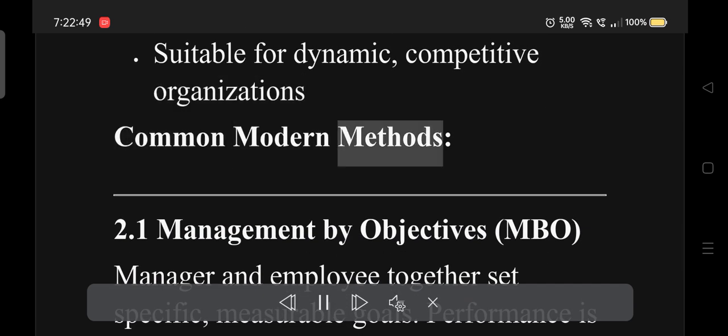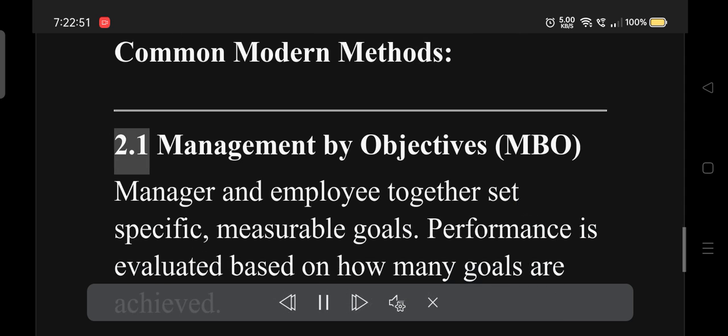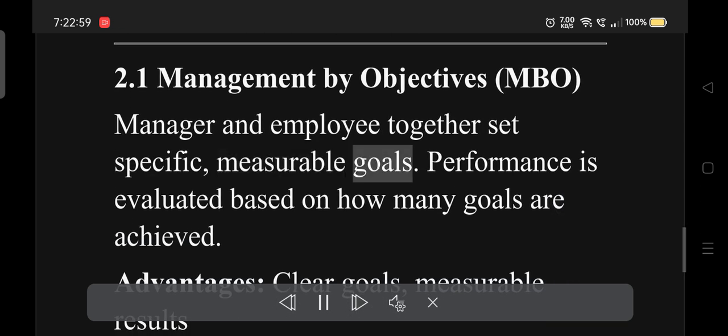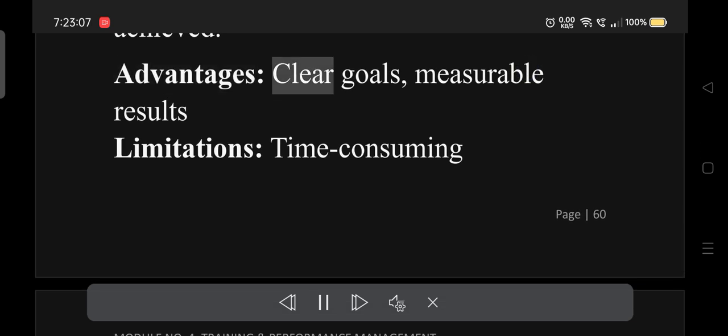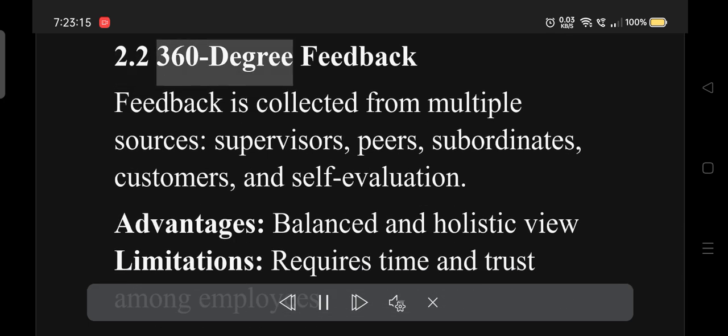Common modern methods. 2.1 Management by Objectives, MBO. Manager and employee together set specific, measurable goals. Performance is evaluated based on how many goals are achieved. Advantages: clear goals, measurable results. Limitations: time-consuming.